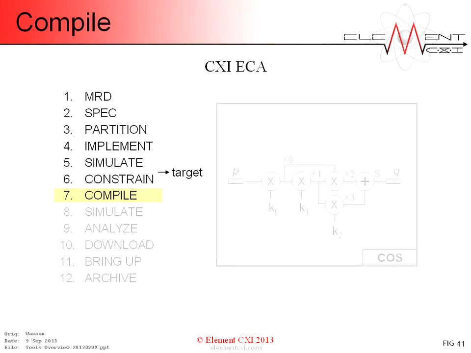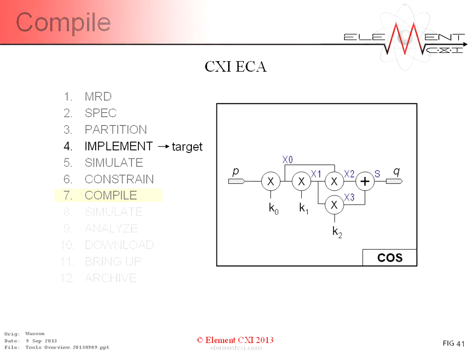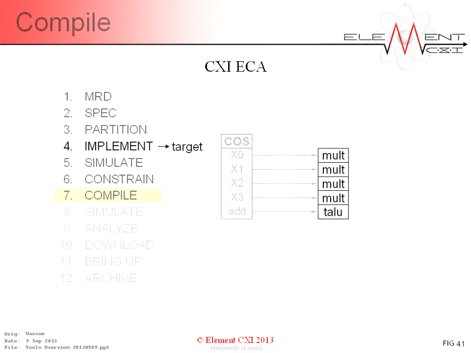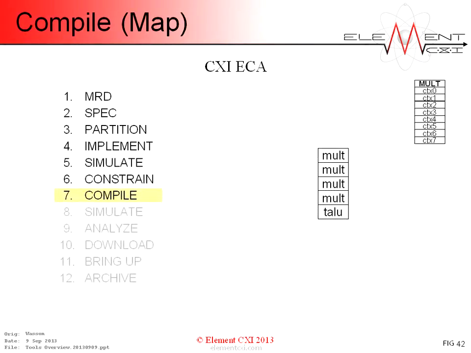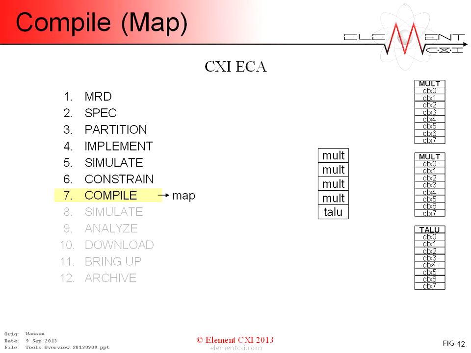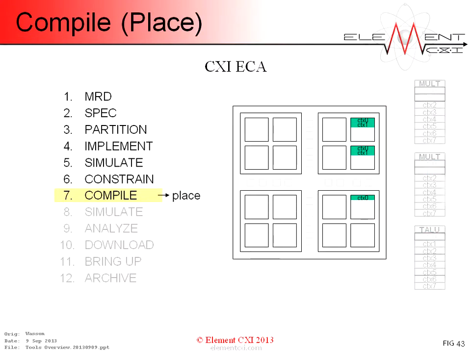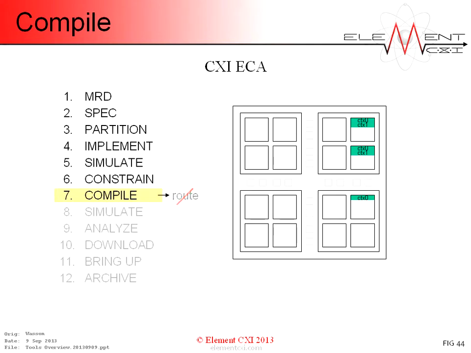ECA targeting is done during implementation. That is, prepackaged function operators already target device elements. In a multi-context ECA, mapping gathers operators into element context sets. These context sets are placed within the array, and context binding assignments are made through additional queues if necessary.